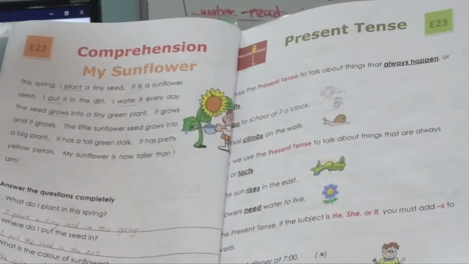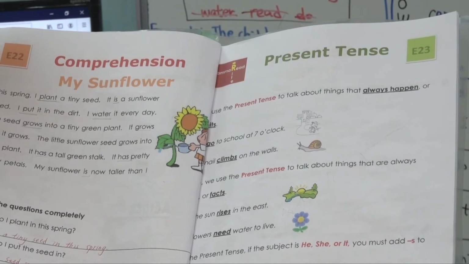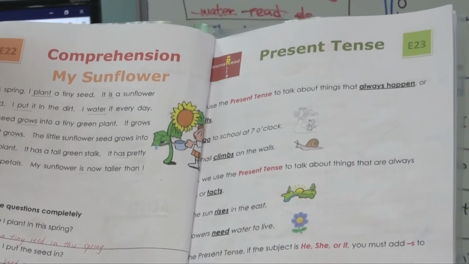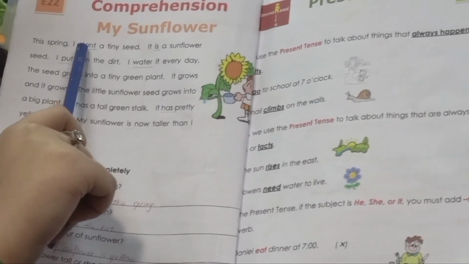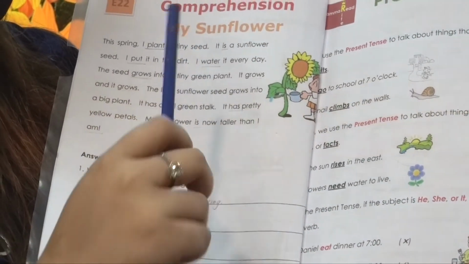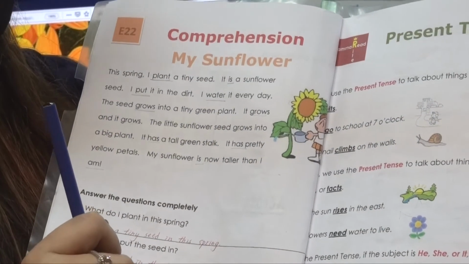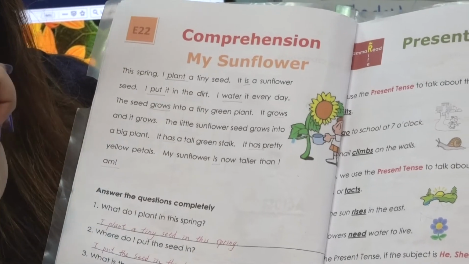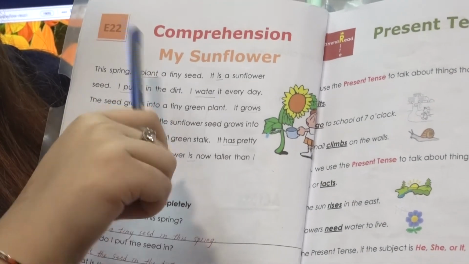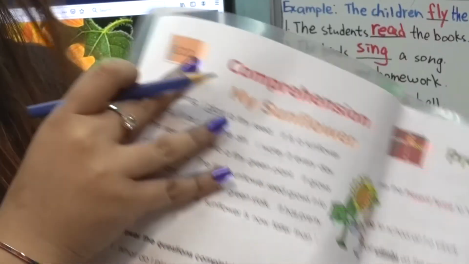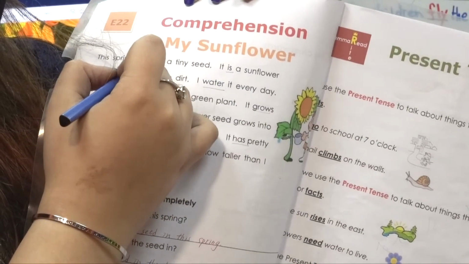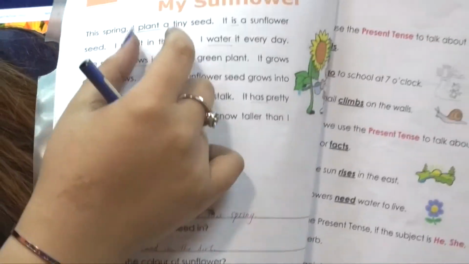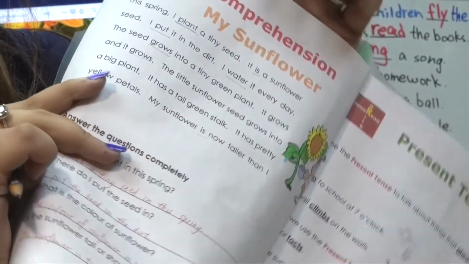Alright, let's look at the paragraph. This spring, I plant a tiny seed. Which one is the action? I plant, right? So plant is the action. Can you underline plant for me? The verb plant. Alright?